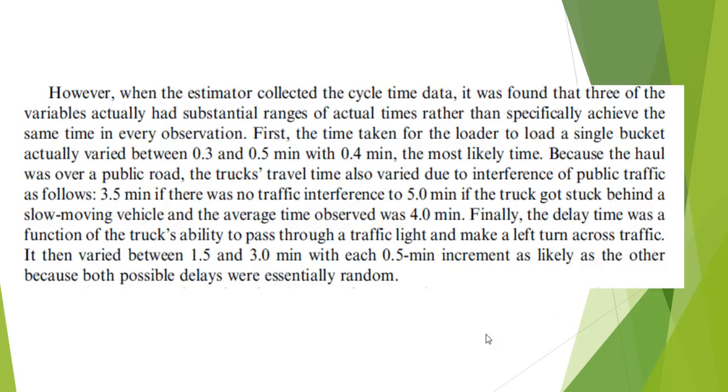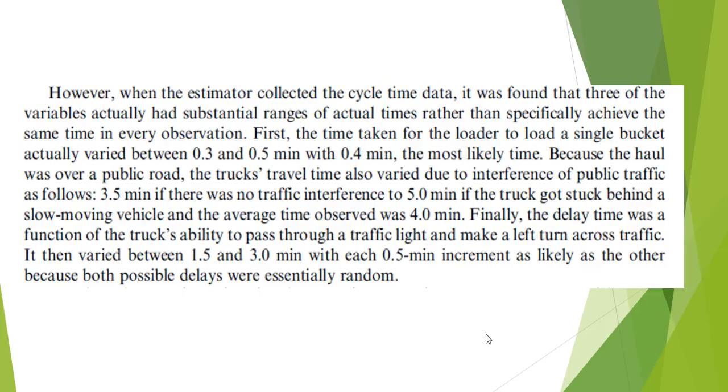But using our stochastic methods, again, that means that we went out and we watched the work being done and we timed it, and we found that actually 3 of the variables had ranges of actual times rather than a specific one value. For example, first, the time taken for the loader to load a single bucket actually varied between 0.3 and 0.5 minutes, where 0.4 is the most likely time, the mean.